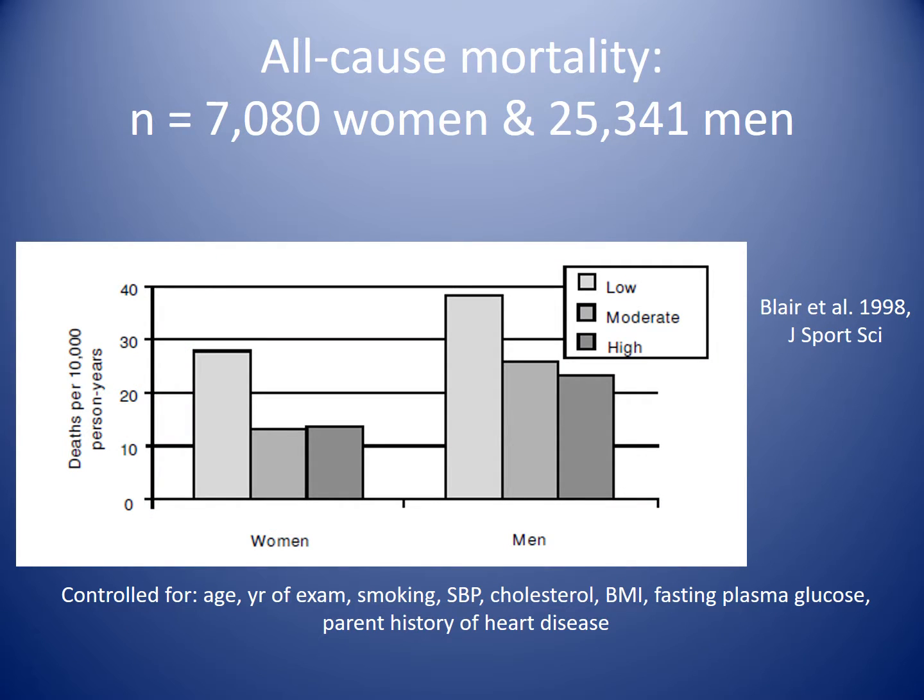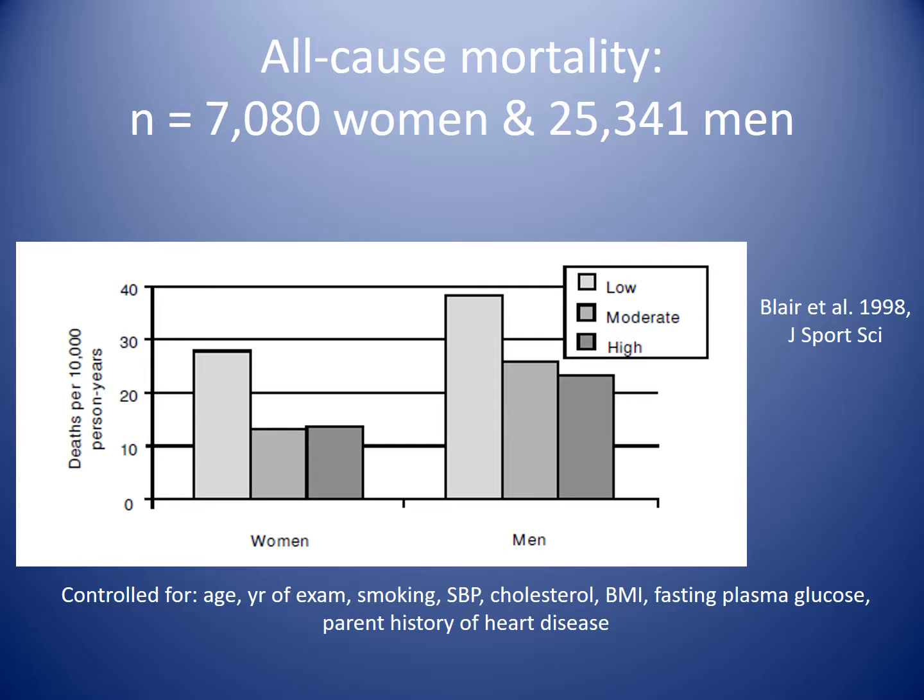So here is some of the data. So they're looking at the relationship between physical fitness, not just physical activity, but physical fitness and mortality, dying from any cause. So they had 7,080 women and 25,000 plus men. And these are broken up into low, moderate, and high fitness. So they just took the lowest third and called them low fitness, the middle third and called them moderate fitness, and the higher third called them high fitness.